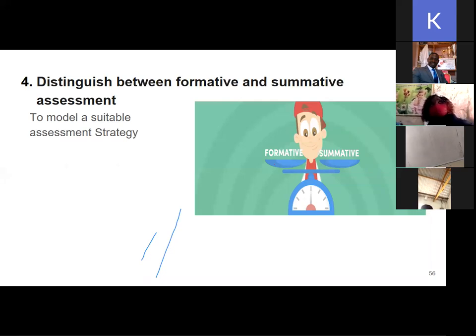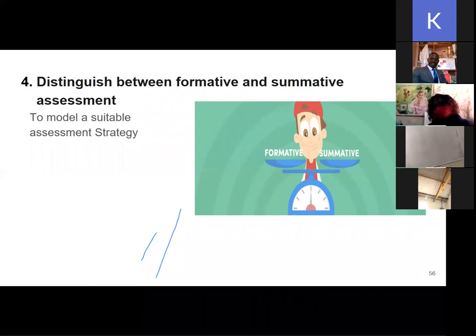On to the fourth type of assessment. I had to take more time on formative assessment and summative assessment, because this is what we mainly use at our own levels in our teaching. So it's important for us to have a clear understanding of these two forms of assessment.